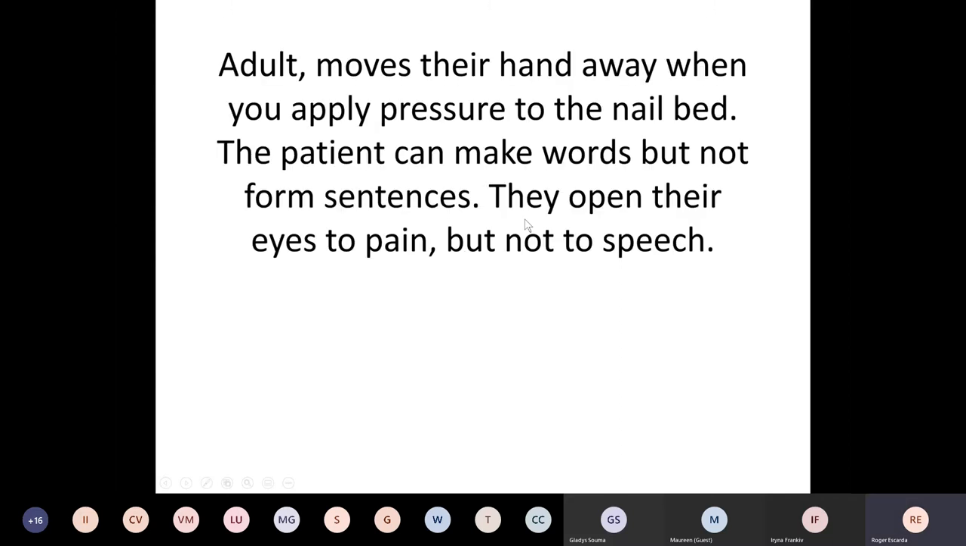Next one, Miss Carol. Adult moves their hand when you apply pressure to the nail bed. The patient makes a sound, makes words, but cannot form sentences. They open their eyes to pain, but not to speech.